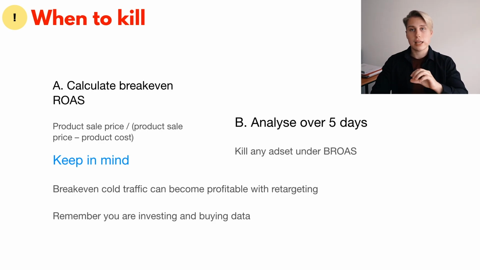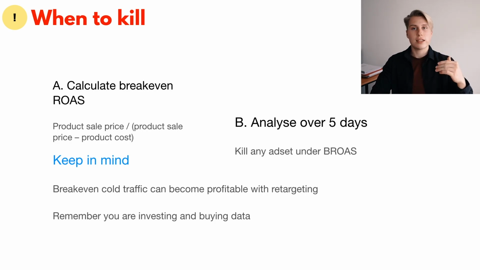And if you see any ad sets which are going below that break-even ROAS after they've run for about 3 days, then kill them. Analyze over 5 days, kill ad sets under your ROAS. Again, I said your ROAS is your break-even ROAS. Now I put 5 days here. 3 to 5 days, like I said, is probably a bit more general, especially if you don't have a very, very big budget.